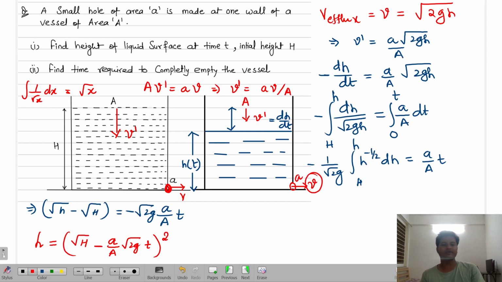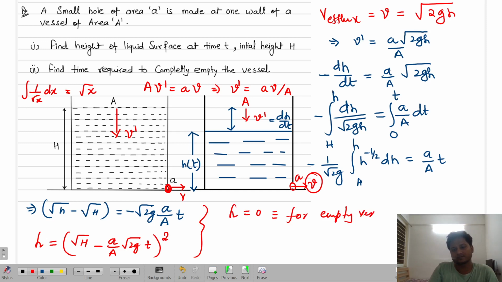So the question is, if I want to completely end up the particular vessel, that means this height must be equal to 0 for an empty vessel. So T is equal to nothing but root under H by 2g. I'll write the equation. T is equal to simply capital A by small a root under h by plus c. That's the time taken. Okay.